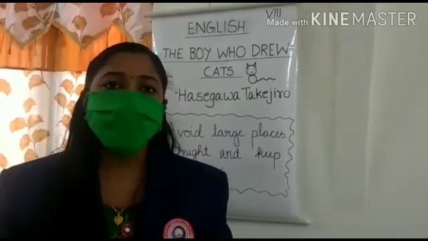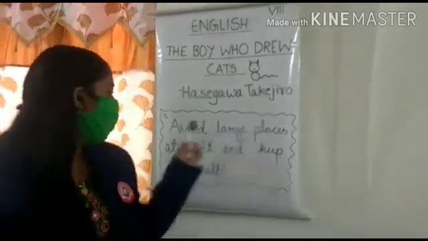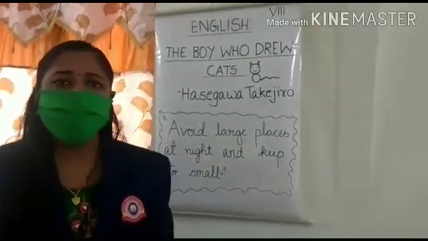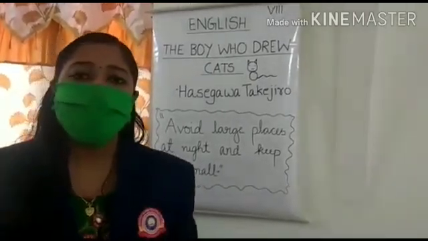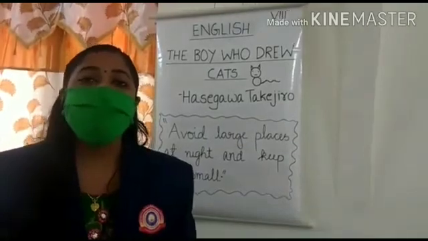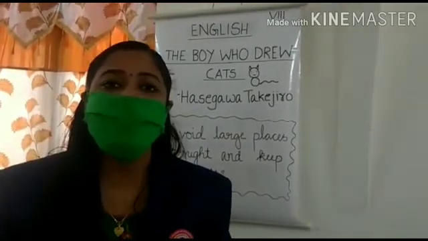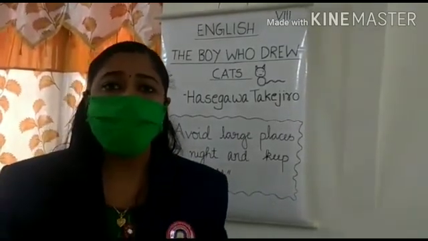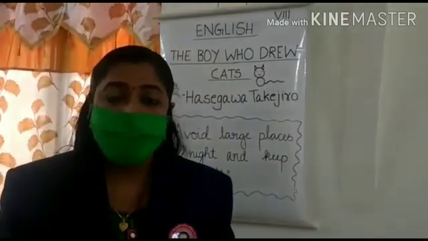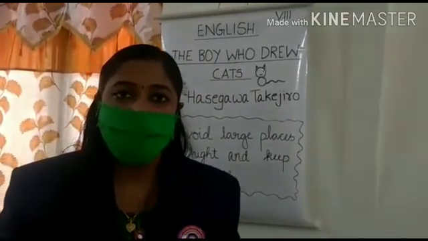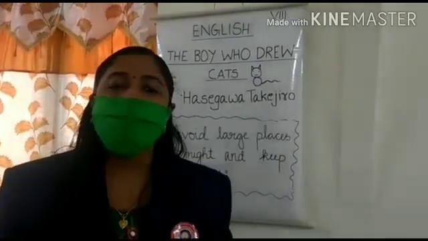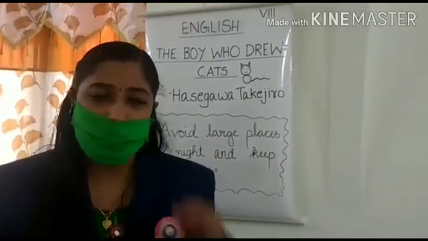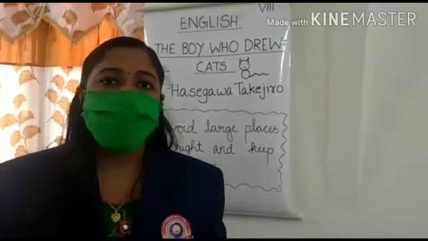The priest told the boy, avoid large places at night and keep to small. The boy did not understand what this meant. So he left the temple. He went to another temple hoping to take a night's shelter without knowing the fact that all the priests were driven away by a giant goblin rat. The boy went inside the temple and he started drawing cats wherever he saw. Then he became very tired and sleepy. Now let's see what happens in the story.